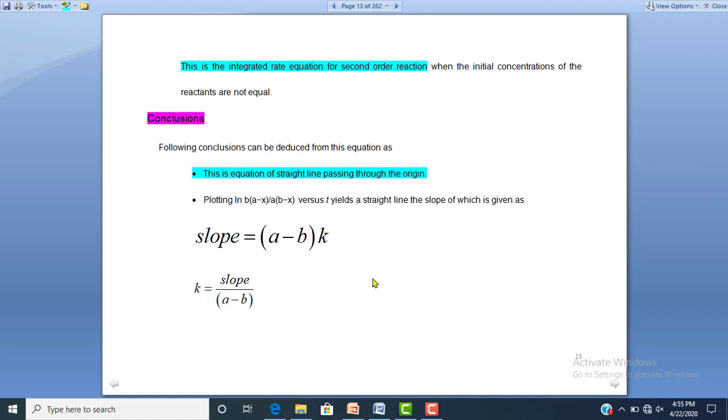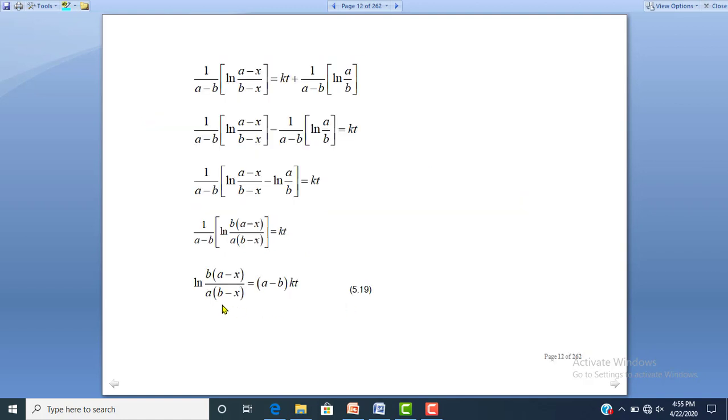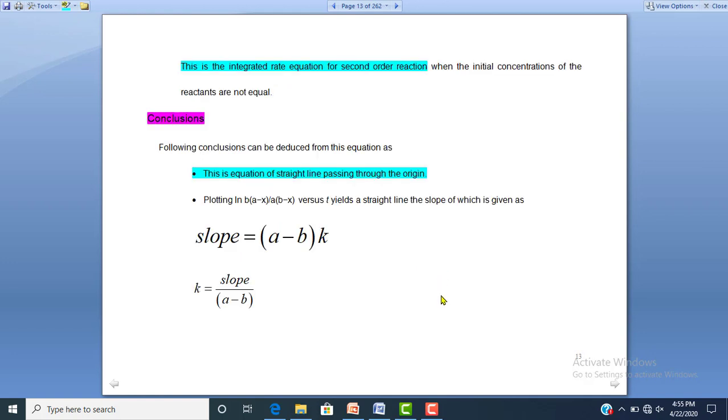Dear students, this is the integrated rate equation for second order reaction, and this equation will be valid when the concentrations of both reactants A and B are not same, they are different. Now we will study some conclusions related to this kinetics of the second order reaction when initial concentrations are different.